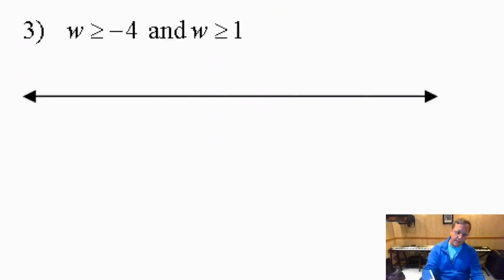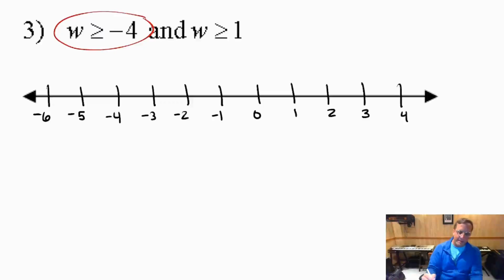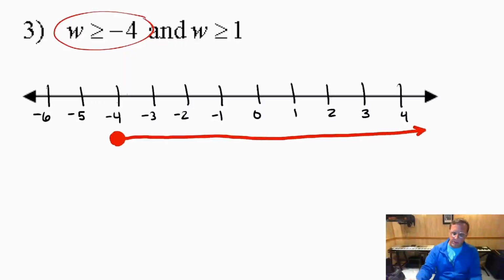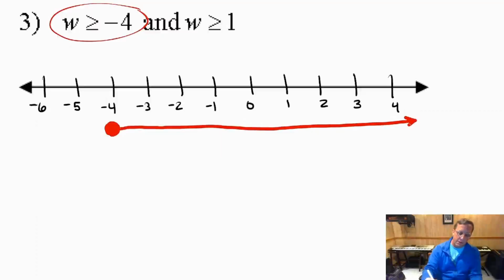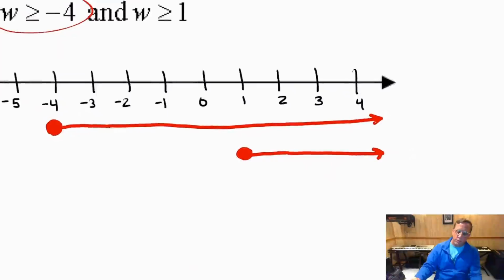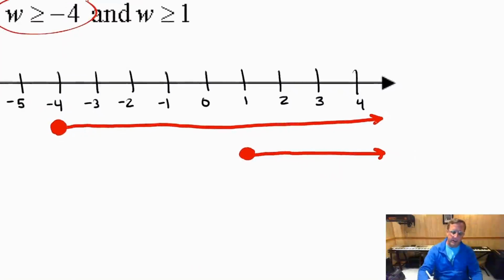Right, for number 3, we've got w is greater than or equal to -4, so I'm going to do a closed point there. This time I'm not going to put it on the same line, I want to do it right below it. So I'm going to do a closed point there, and then my vector is going to go this direction. And then for w is greater than or equal to 1, I'm going to do a closed point starting at 1, and then our vector is going this way. So the part that they share is the part that overlaps.